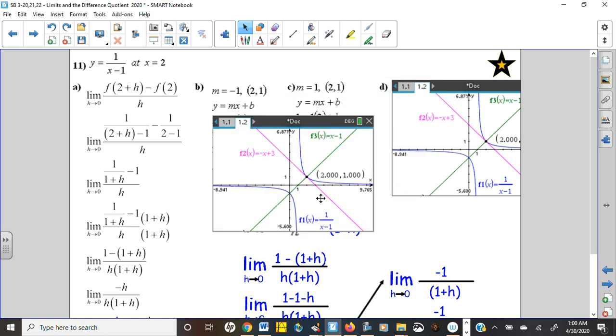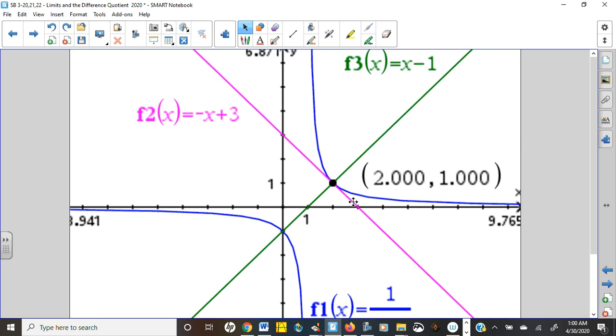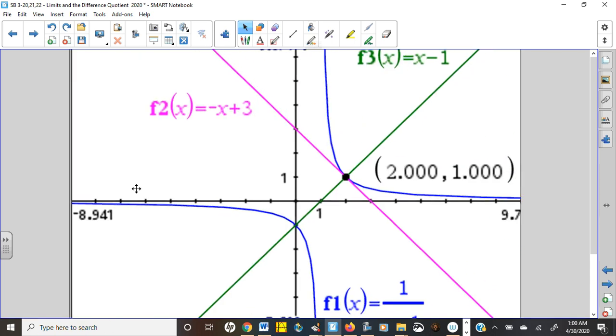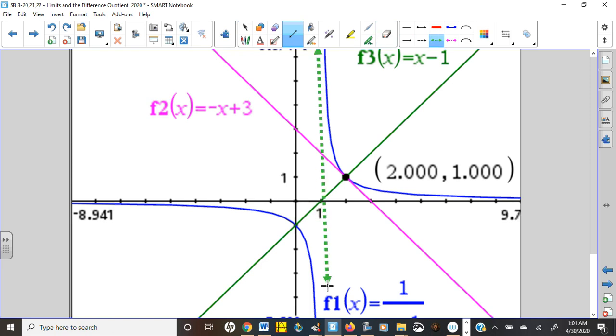And look at this picture. So we know what 1 over x is. 1 over x is a graph called a hyperbola, and it uses the axes kind of as its asymptotes. But this one, remember, was shifted over one unit to the right because of the minus one in the denominator.